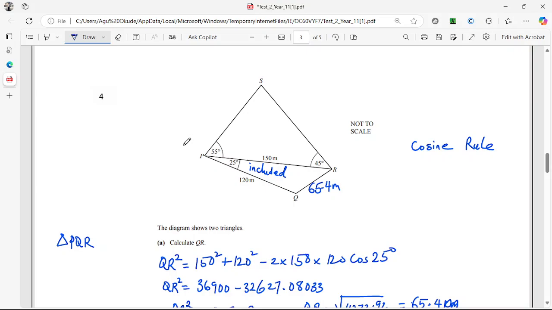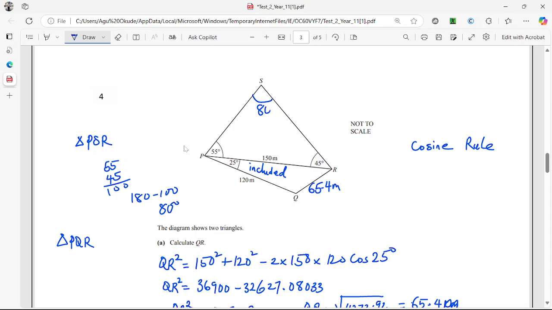Now RX is a side in triangle PSR. In triangle PSR, I'm given just one side and I'm looking for the value of this side. Oh, I'm given two angles, sorry, two angles. Now, let's get this angle over here. So I'm going to do 55 plus 45, which is 100 degrees. Now I'm going to do 180 minus 100, and that is 80, because of the sum of angles in a triangle.